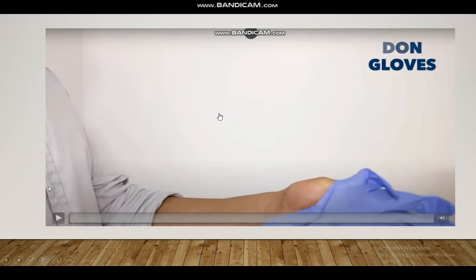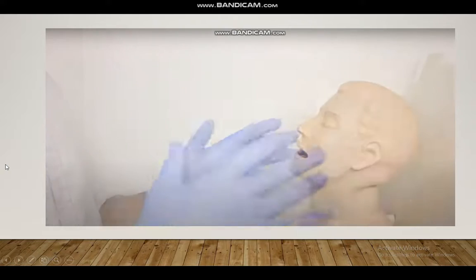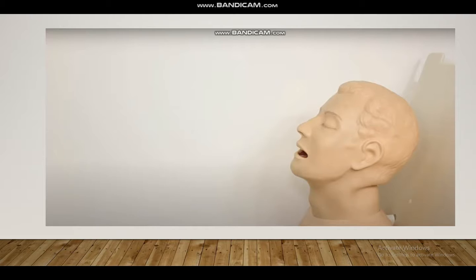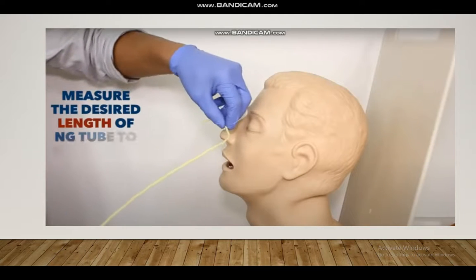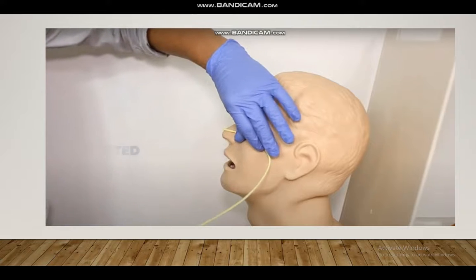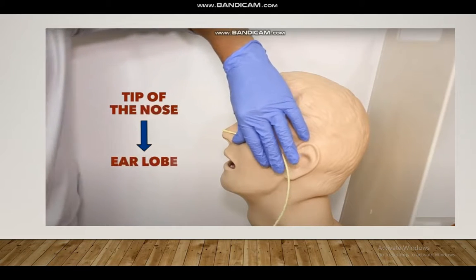Let's look at the process of installing a nasogastric tube. Gather necessary equipment and wear non-sterile gloves. Explain the procedure to the patient. If possible, ask the patient to sit upright. Examine nostrils for deformity and obstructions.